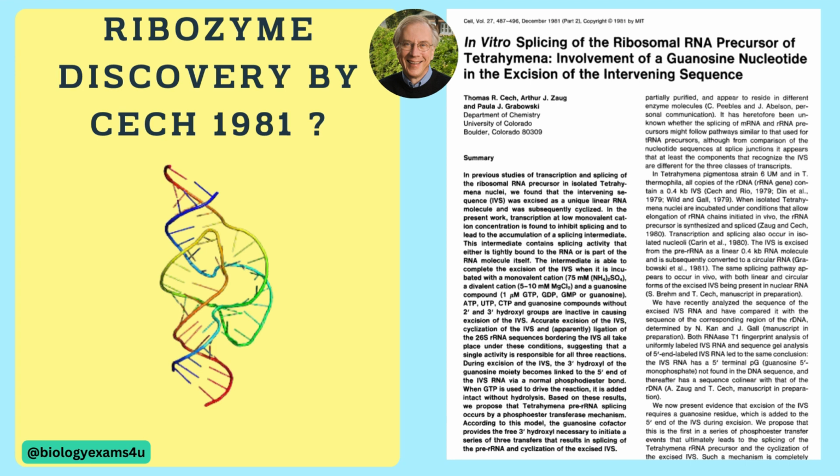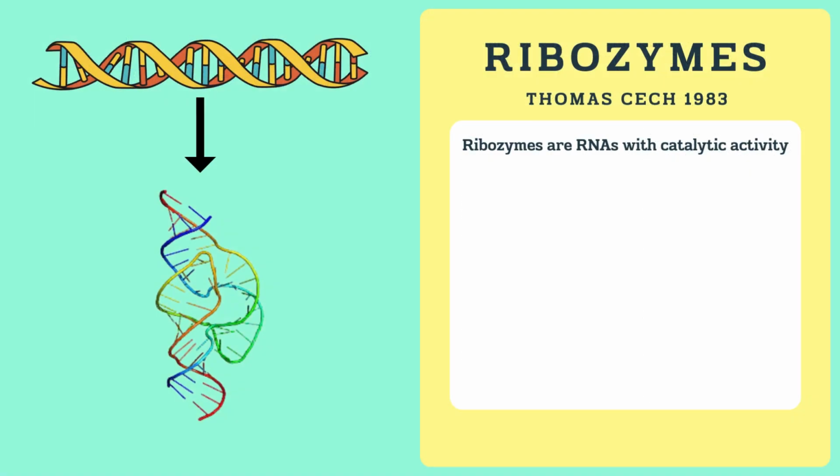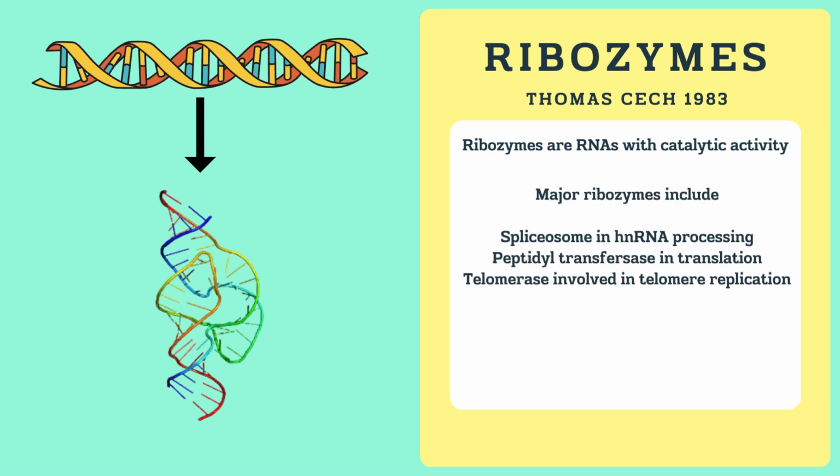And this is a paper published in the journal Cell in 1981 regarding ribozymes, or RNA with catalytic activity. There are many ribozymes discovered, like the spliceosome in mRNA processing, peptidyl transferase that is involved in translation, and telomerase that is involved in telomere replication. All are actually RNA molecules with catalytic activity.